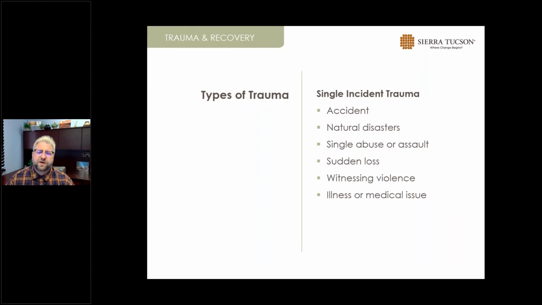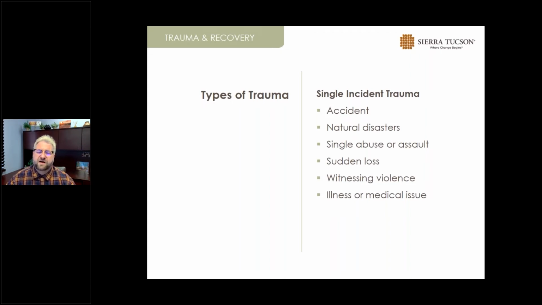Some types of trauma I want to go over. The first type is single incident trauma. The first thing I think of is the high intensity events like accidents, car crashes, natural disasters, tornadoes, hurricanes, earthquakes, single abuse or assault. The single incident abuses or assaults are typically non-relational, meaning that most likely it's from someone you don't know or someone you don't know very well.